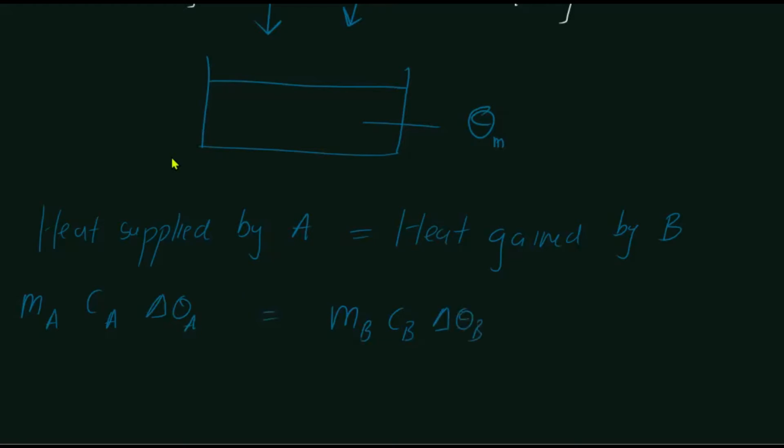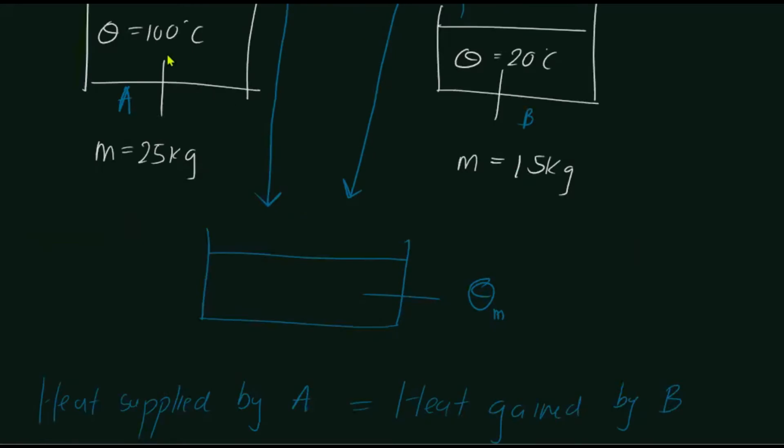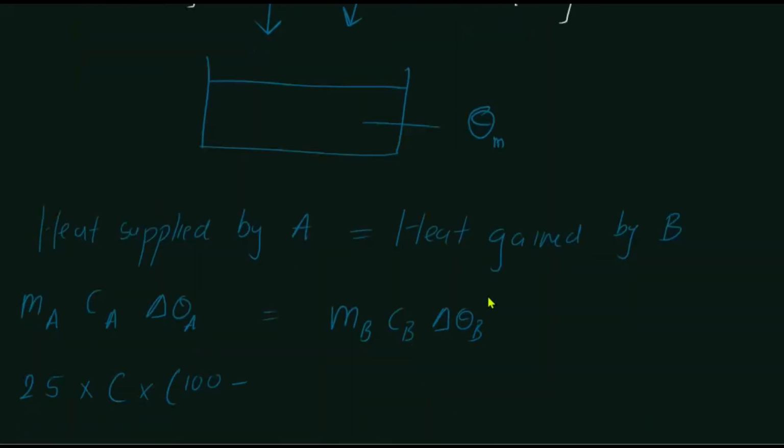What is the mass of A? MA is 25 kilograms. Simply, the specific heat capacity of water is C, right? So the change in temperature is what? Initially, it was at 100 degrees Celsius. Finally, it's going to decrease its temperature from 100 degrees to theta M, so the change is 100 minus theta M.